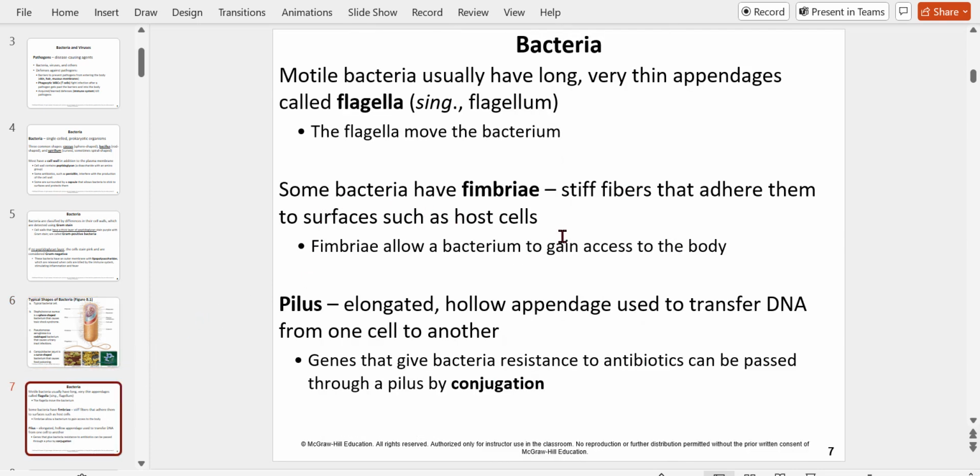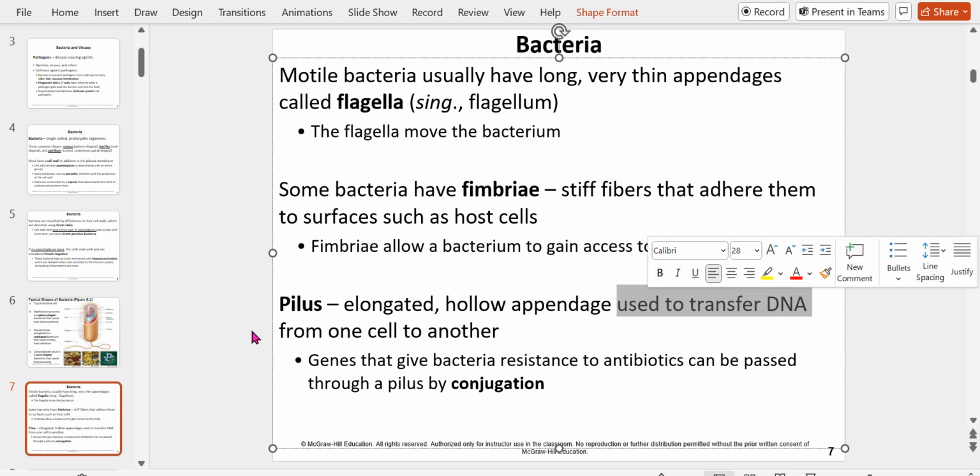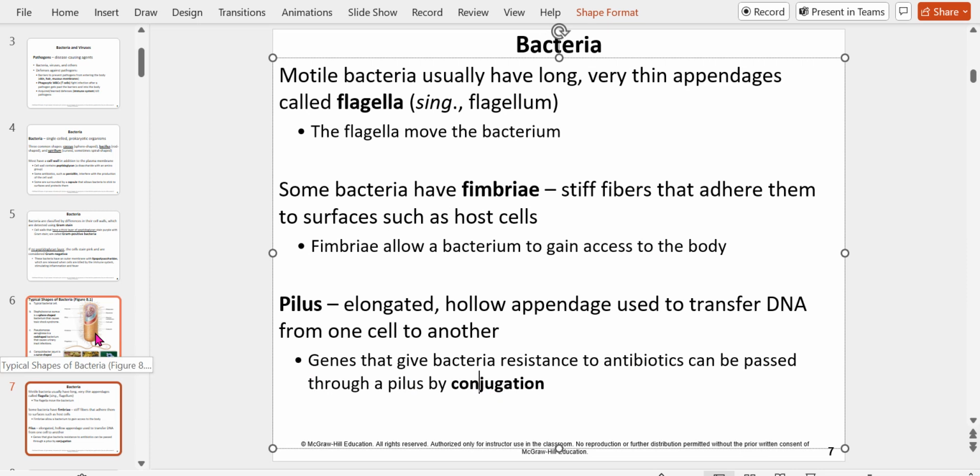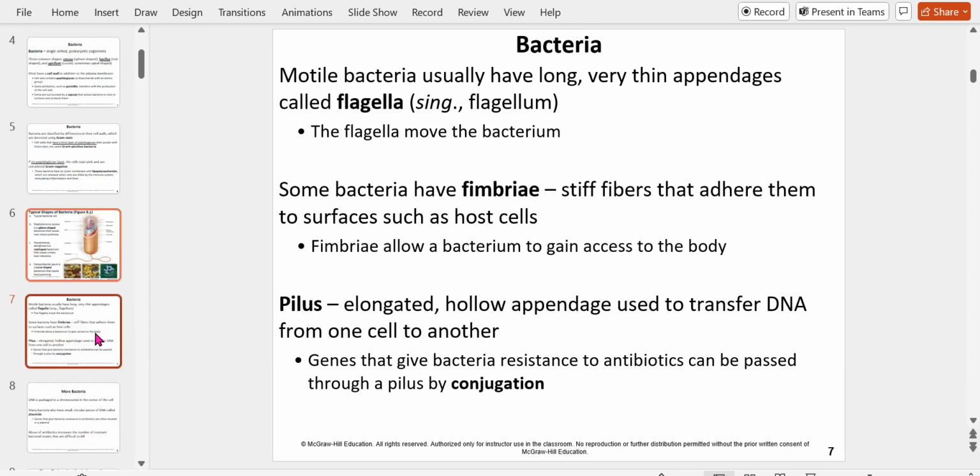Some bacteria have fimbriae, these stiff fibers that help them stick to surfaces. There's a pili, sometimes called a sex pili, which is an elongated hollow appendage used for transferring DNA between different bacteria. Okay, genes that give bacteria resistance to antibiotics can be passed through a pilus through conjugation. The whole idea of sharing information between one bacteria and another is called conjugation.